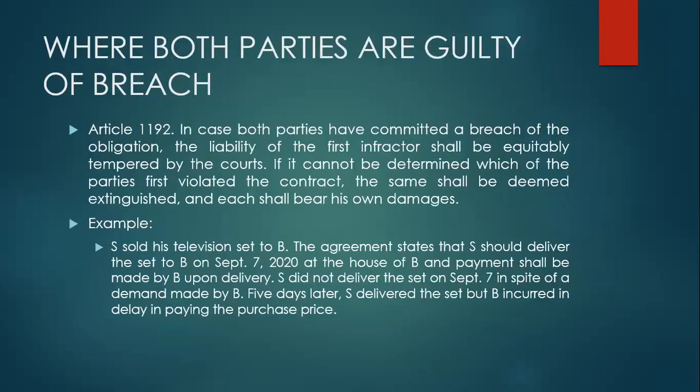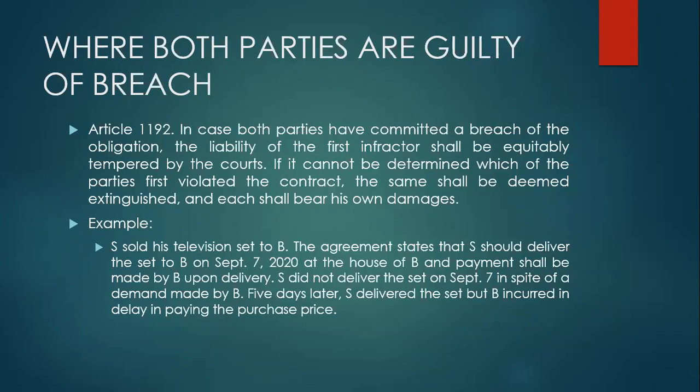Where both parties are guilty of breach, what is the rule? Under Article 1192, in case both parties have committed a breach of the obligation, the liability of the first infractor shall be equitably tempered by the courts. If it cannot be determined which of the parties first violated the contract, the same shall be deemed extinguished, and each shall bear his own damages.